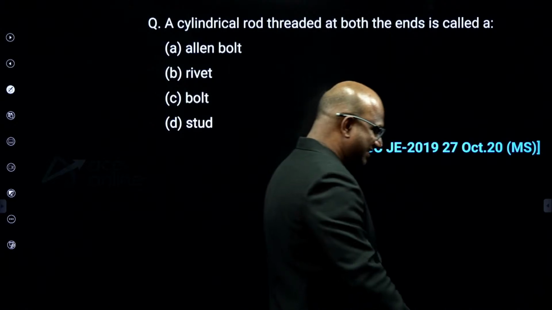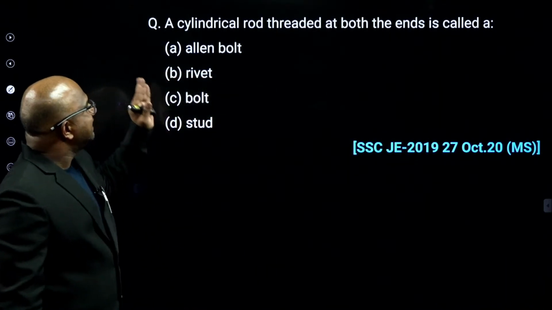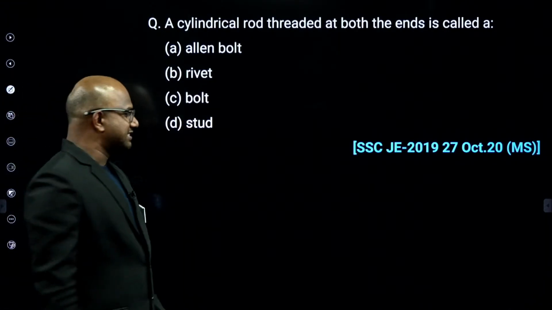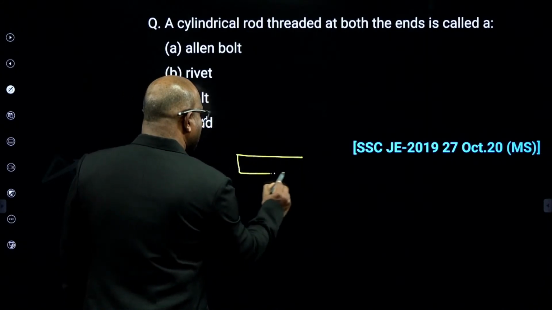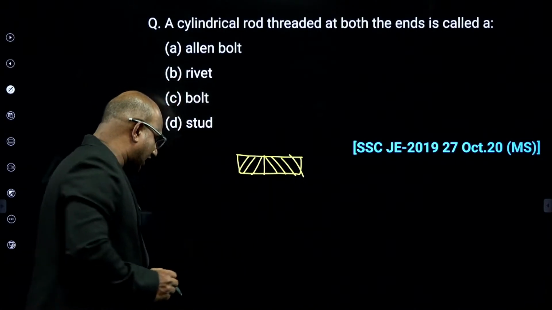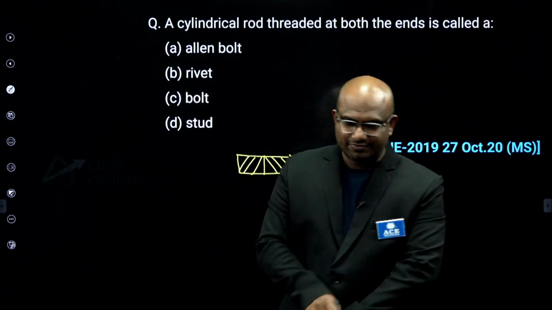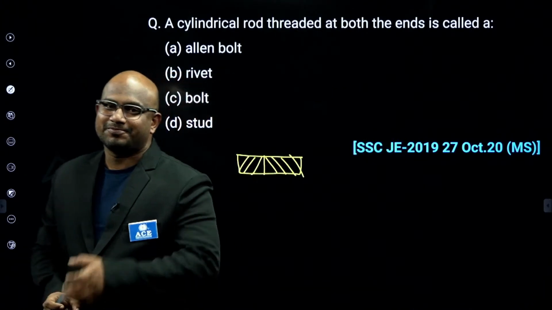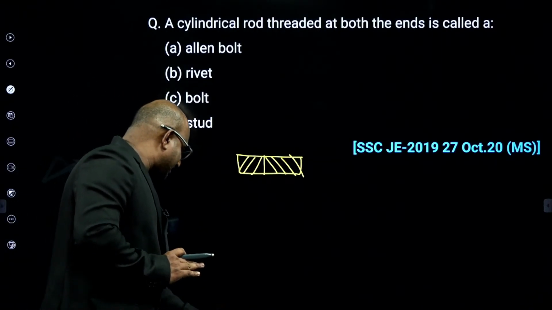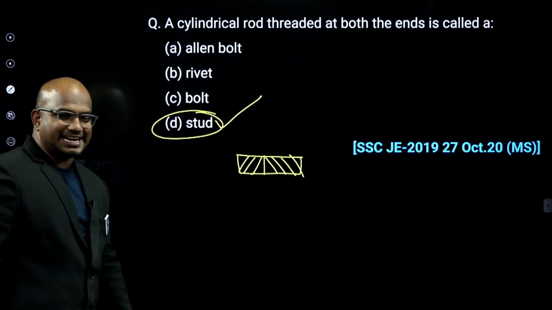Now, yes, this one, guys. Try, what exactly is it, guys? A cylindrical rod threaded at both the ends is called. A cylindrical rod is there, which is threaded at both the ends, is called. Tell me, guys. Think about it. Think about it. It is called, excellent, excellent, guys. It is called a stud. It is called a stud, guys.